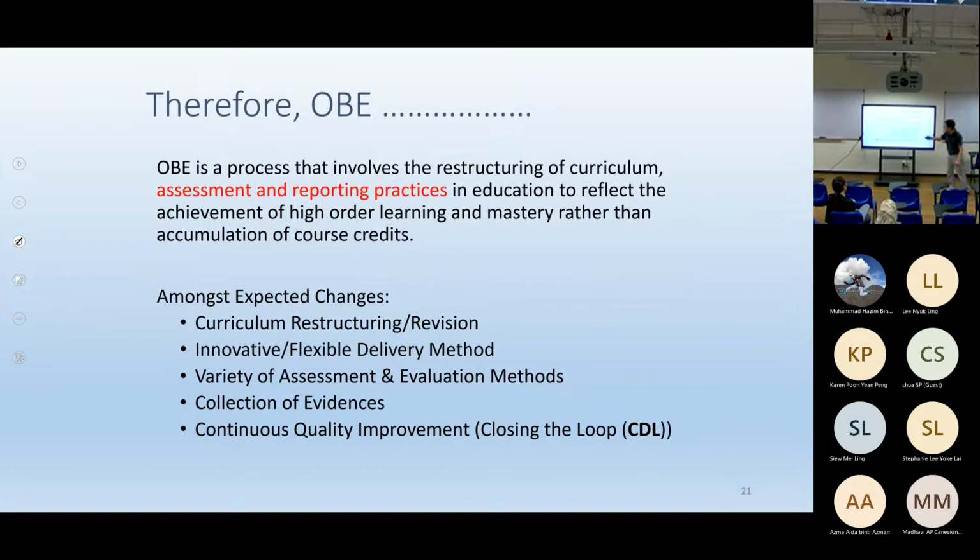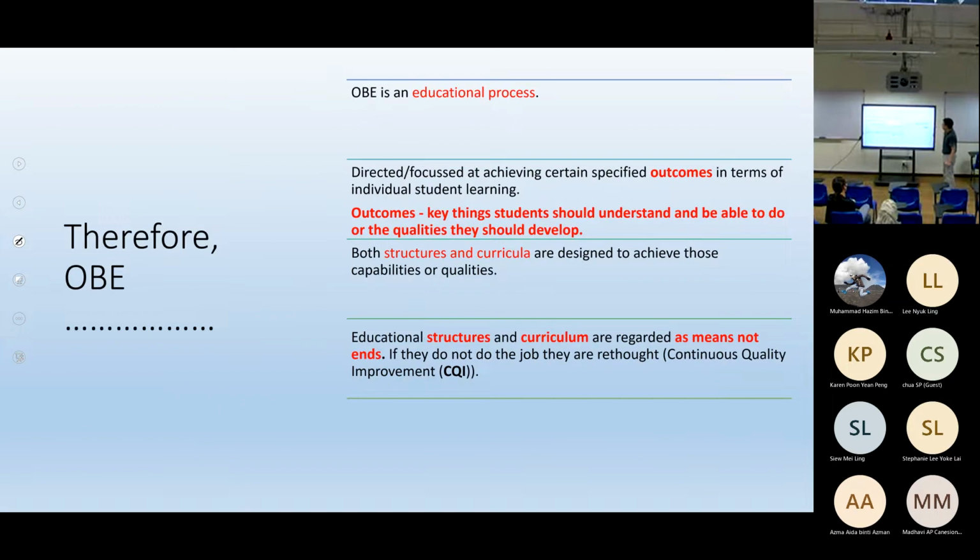Therefore, okay, there are two therefore. Therefore, this button doesn't move. Okay, OBE is an educational process directed focus on achieving certain specific outcomes in terms of individual students learning the outcome. It is both structures and curricula are designed to achieve. So the structure of the program and the curriculum will be impacted by OBE, and educational structure and curriculum are regarded as means, not end.